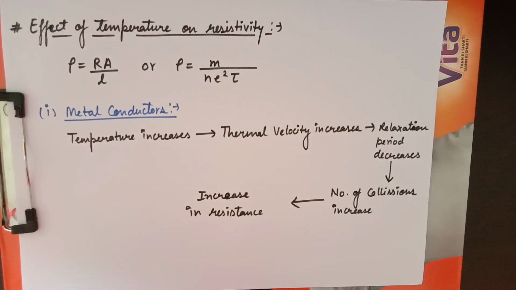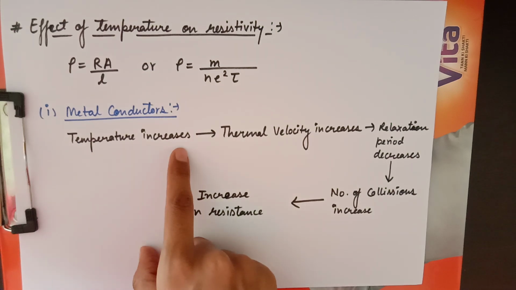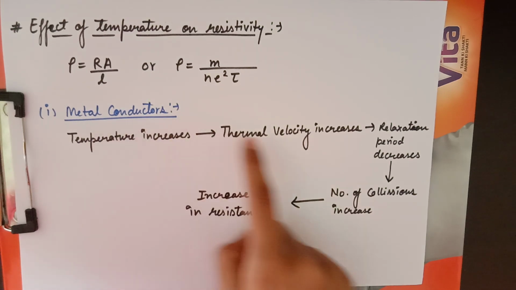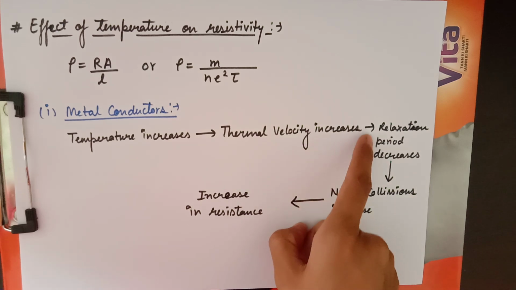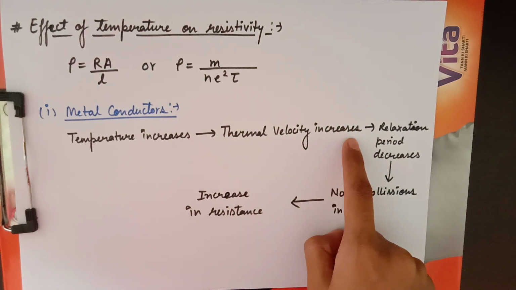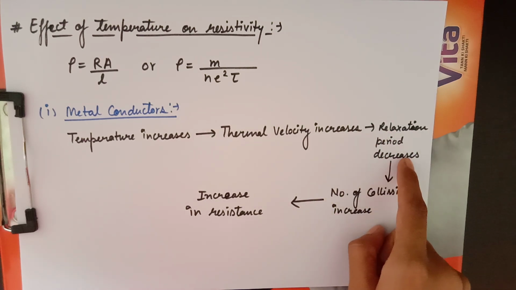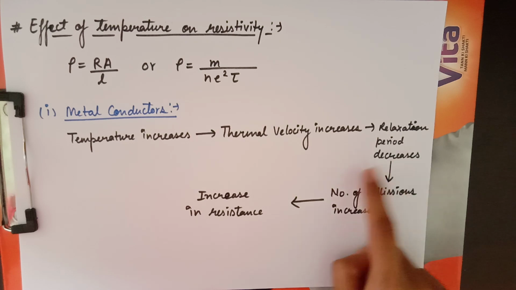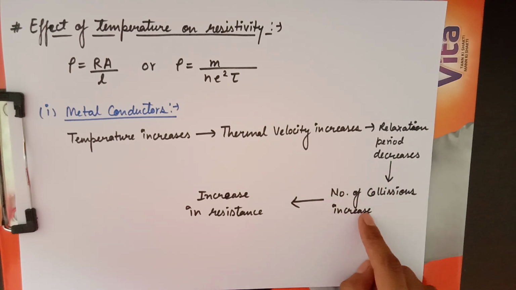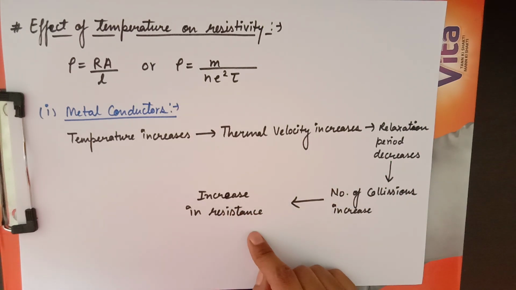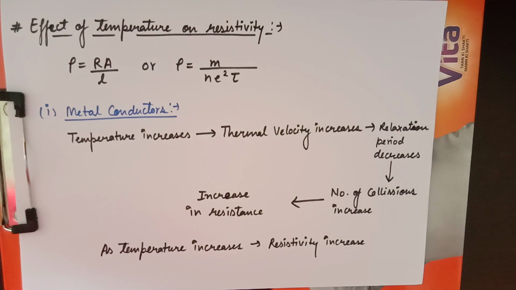It can be explained from this diagram. If the temperature increases in any metallic conductor, then thermal velocity of current carriers will increase. If the thermal velocity increases, relaxation period decreases, and if relaxation period decreases, the number of collisions of electrons will increase, which will lead to increase in resistance. So as temperature increases, resistivity increases in the case of metallic conductors.